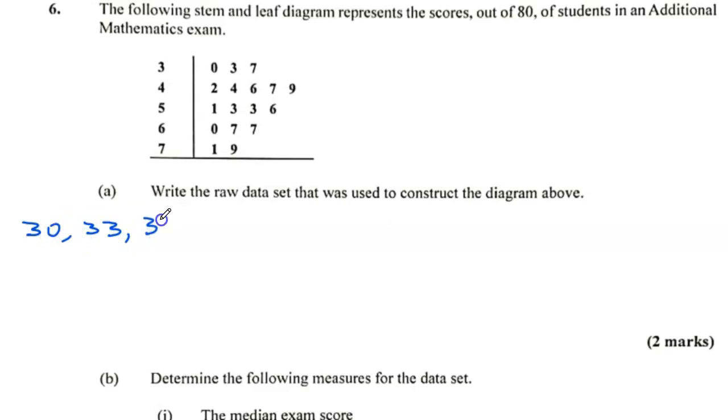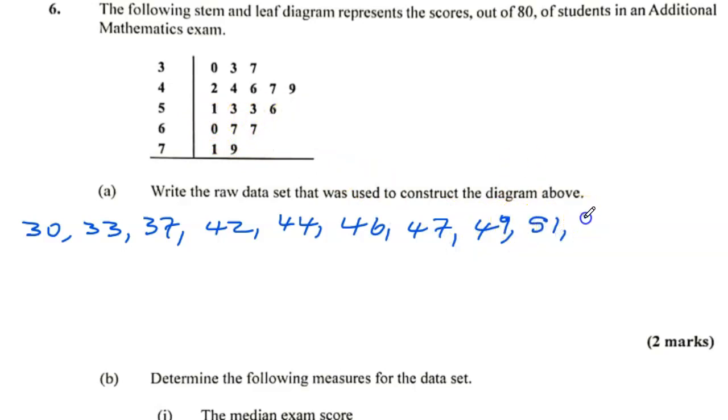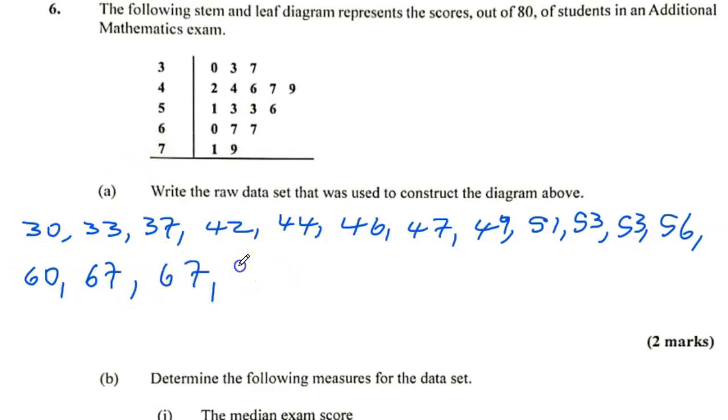33, 37. In the second row, we have 42, 44, 46, 47, 49. This third row, that's 51, 53, 53 again, 56, and then we have 60, 67, 67 again, 71, and 79.